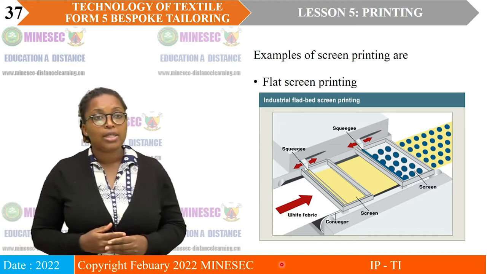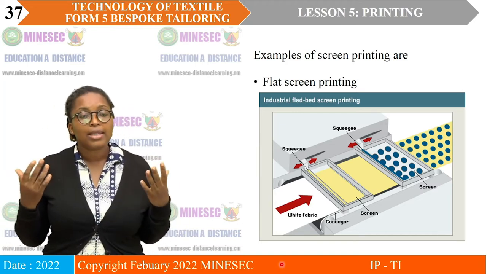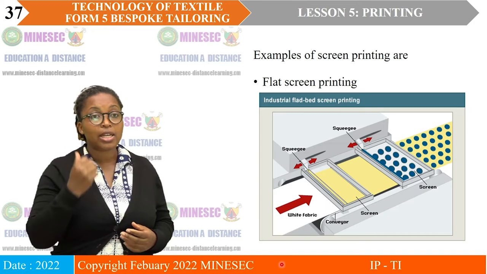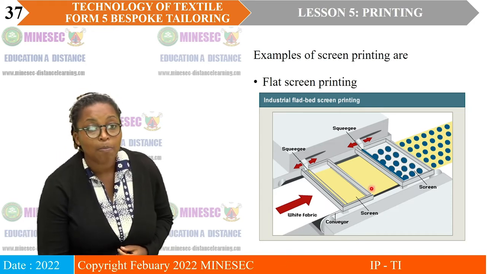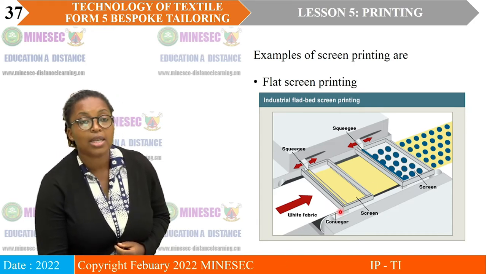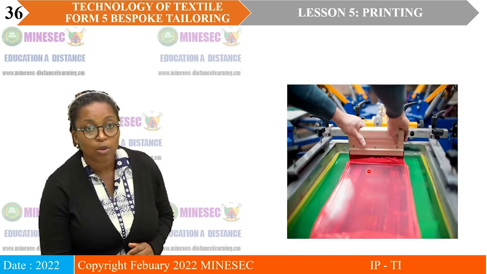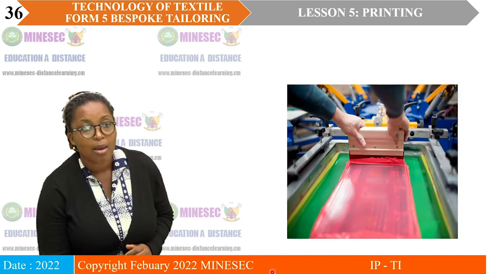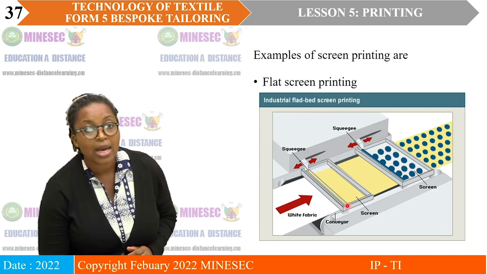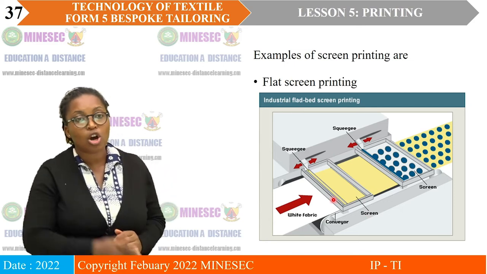Examples of screen printing: we have two main types. We have flat screen printing, as you can see here. This is flat screen printing, like the one that we just saw, but that one was done manually, by hand. But this next one, you see now, is done by machine, so it's automatic.